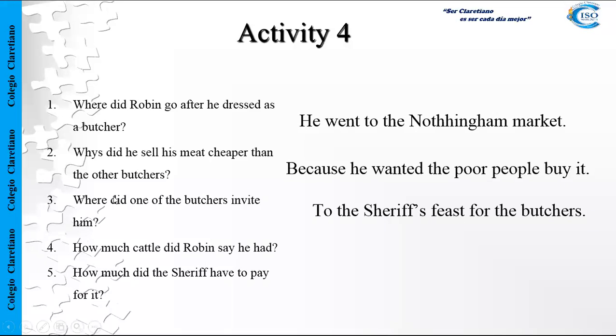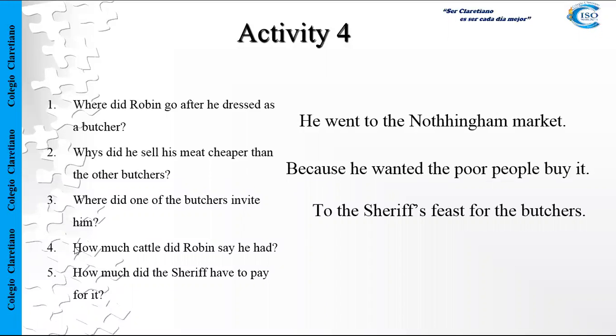Wait, please, wait. Adriana, please, how much cattle? 10 cows? 100 cows? 200 cows? How much cattle? No, Adriana. Let's see. How many? Valerie, Xiomara, how many cattle? Page 19. No?